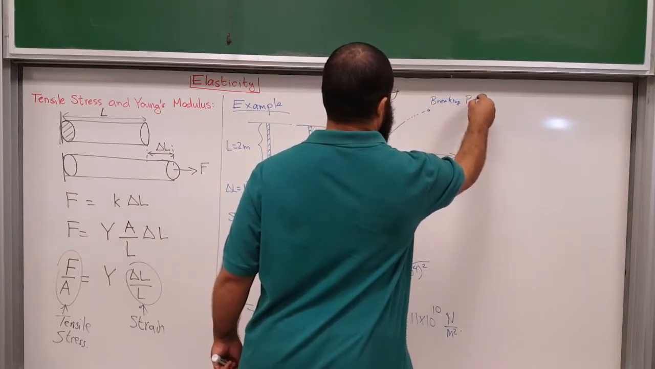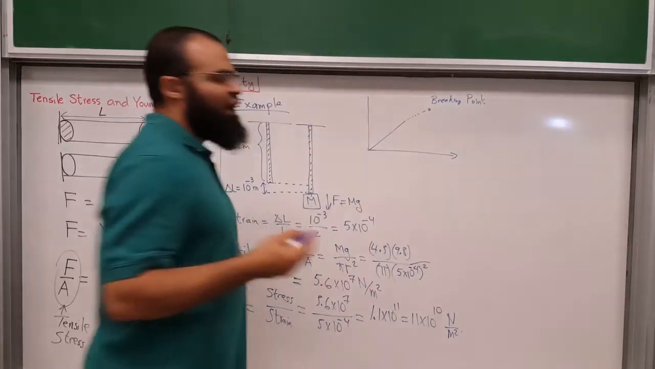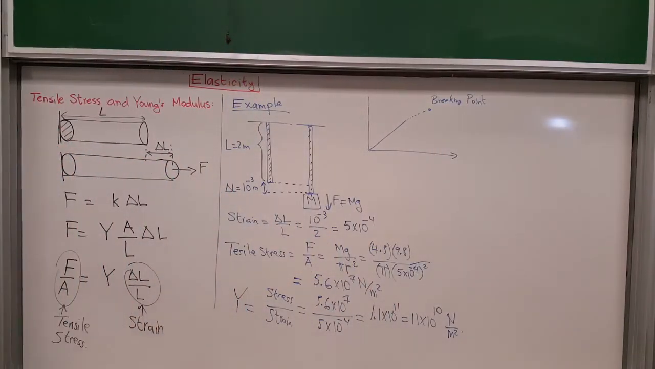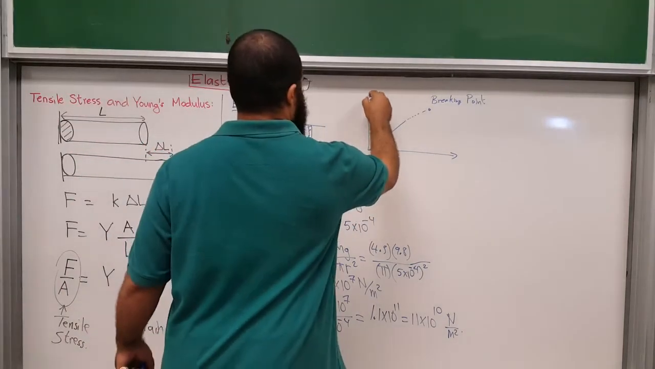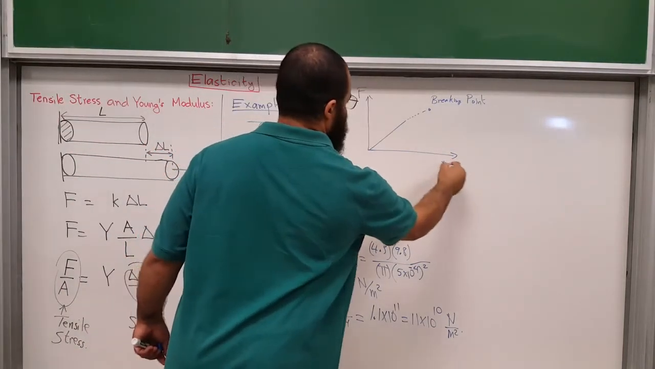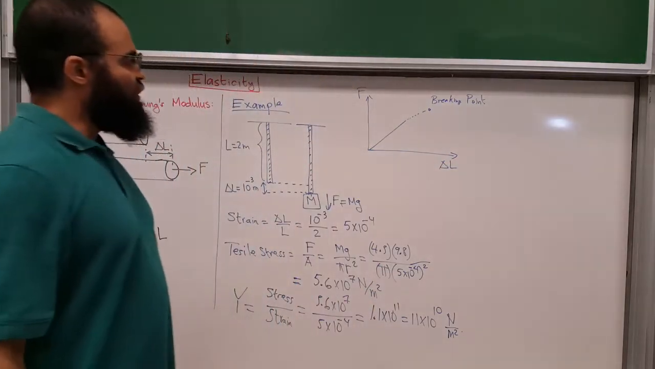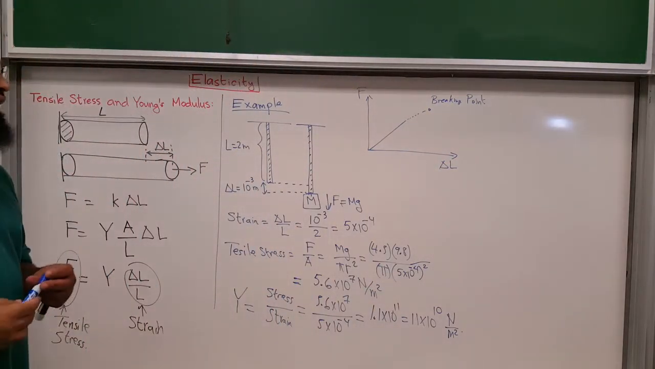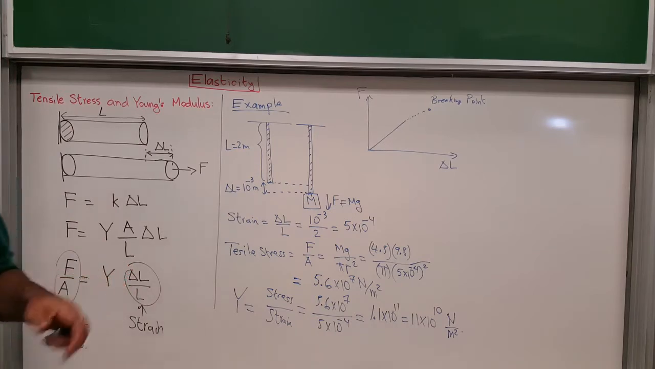Breaking point. Every material will have some breaking point. Our book does not give us the list, but we can find the breaking point. This is, by the way, force. This is delta L. So the breaking point of that material, the book does not list it for some reason, but you can find it. If I find it, I will do an example.